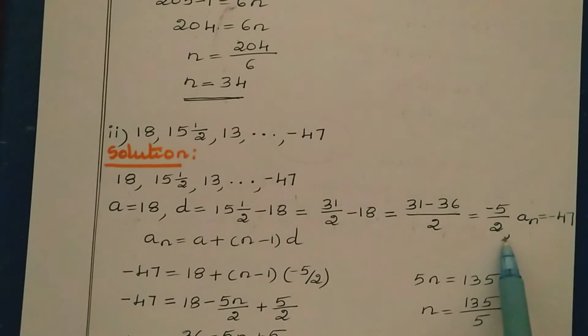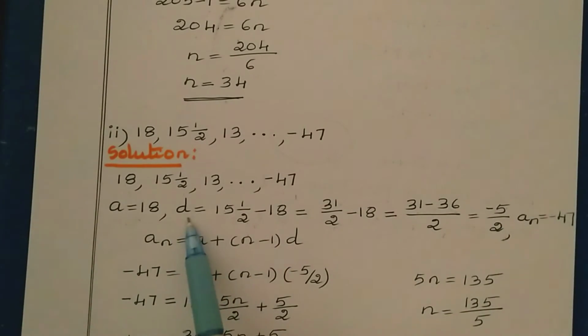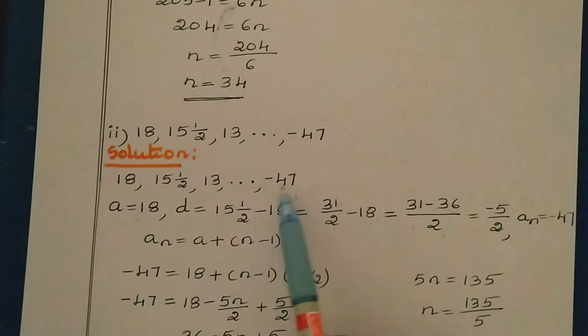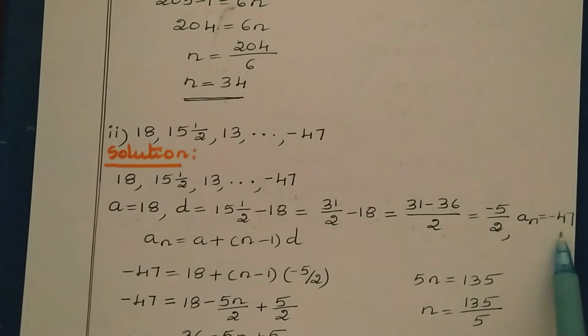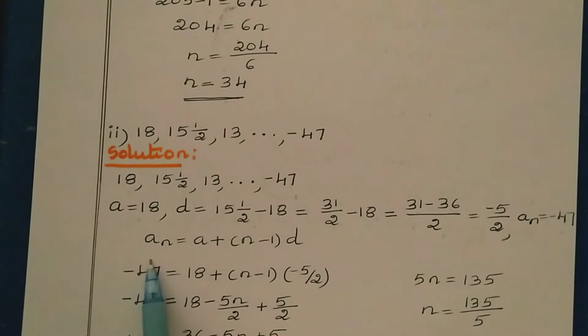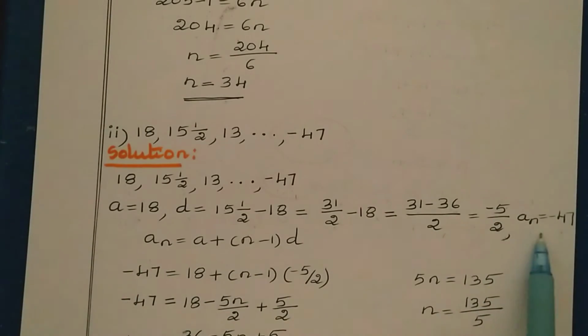This minus 5 divided by 2 forms the common difference. Then they have given the nth term an, that is equal to minus 47, and we need to find the value of n. So here we need to use the same formula, nth term of arithmetic progression an is equal to a plus n minus 1 into d. Here let us substitute the given values.